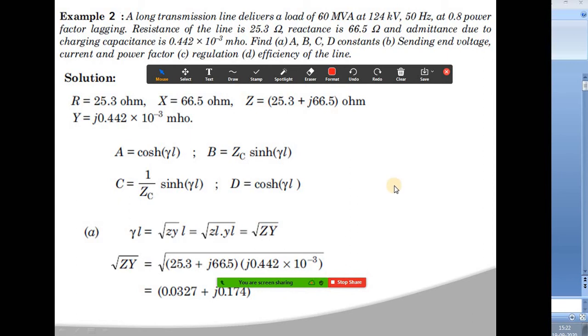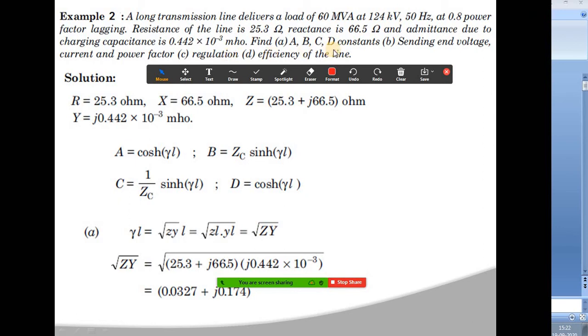You see another problem similar to the previous case itself. So here we will do only for the long transmission line. It is delivering a load of 60 MVA at 124 kilovolts, 50 hertz, and a power factor of 0.8 lagging. The resistance of the line is 25.3 ohms, the reactance is 66.5 ohms, and the admittance due to charging capacitance is 0.442 into 10 power minus 3 mho. Find the ABCD constants, sending end voltage, current and power factor, regulation, and efficiency of the line.